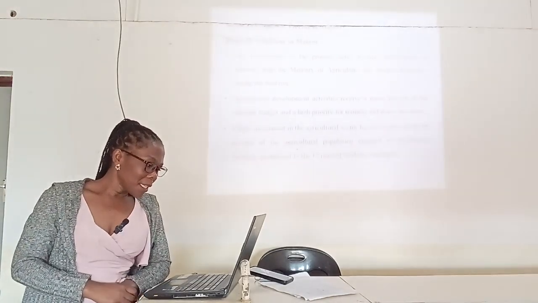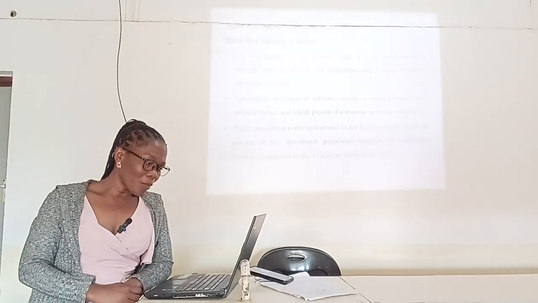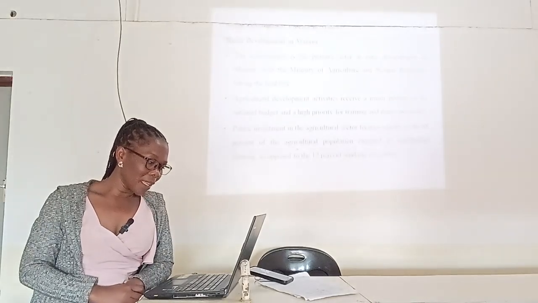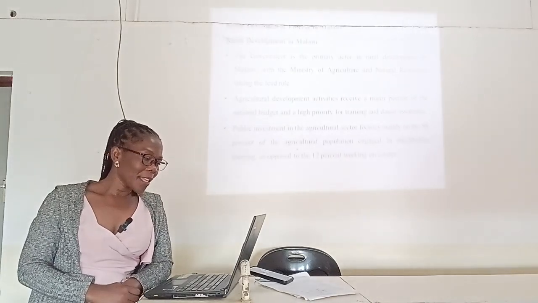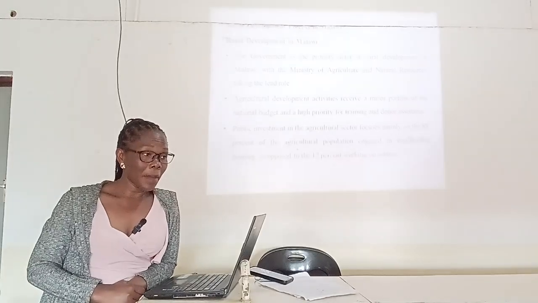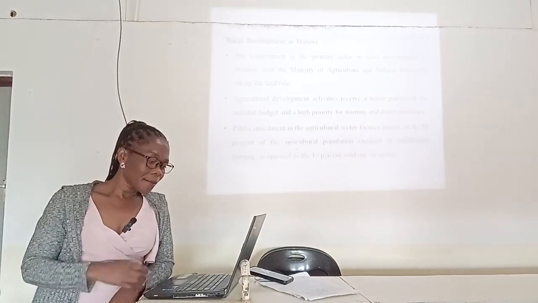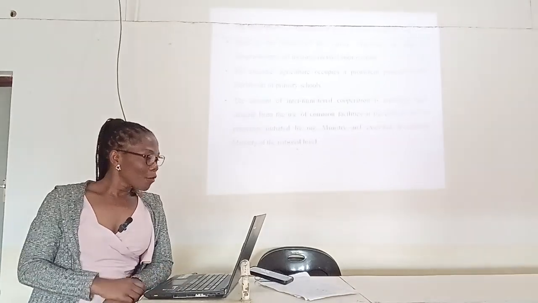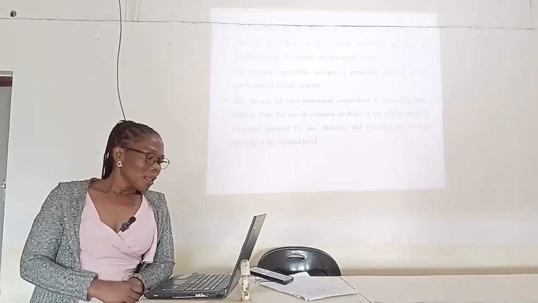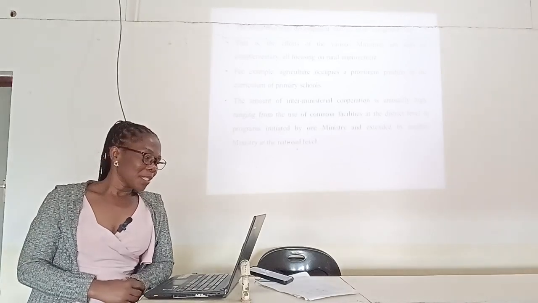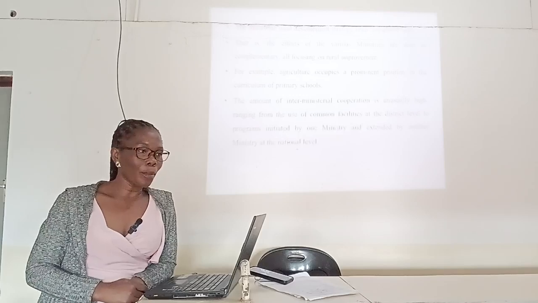So public investment in the agricultural sector focuses mainly on the 88% of the agricultural population engaged in smallholder farming, as opposed to the 12% working on estates. So 88% are engaged in farming, only 12% working in estates. So the Malawian rural development strategy is an integrated one. It involves the efforts of different ministries, which is seen as complementary and all focusing on rural development.